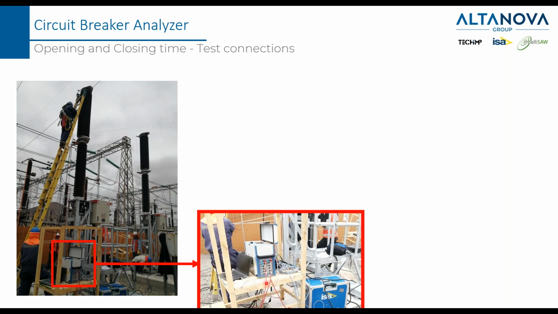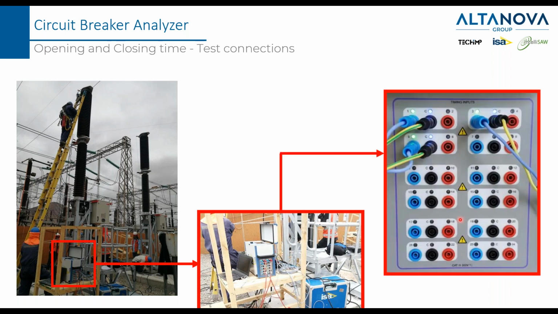With this zoom, we can see better what we saw before in the scheme. Here are the cables, and this is another zoom to better understand the final configuration of the connection here on the breaker analyzer. It must be noted that every input has one LED that tells you in real time the status of the main contact. So the green LED means that the contact is open. If it becomes red, it means that it's closed.